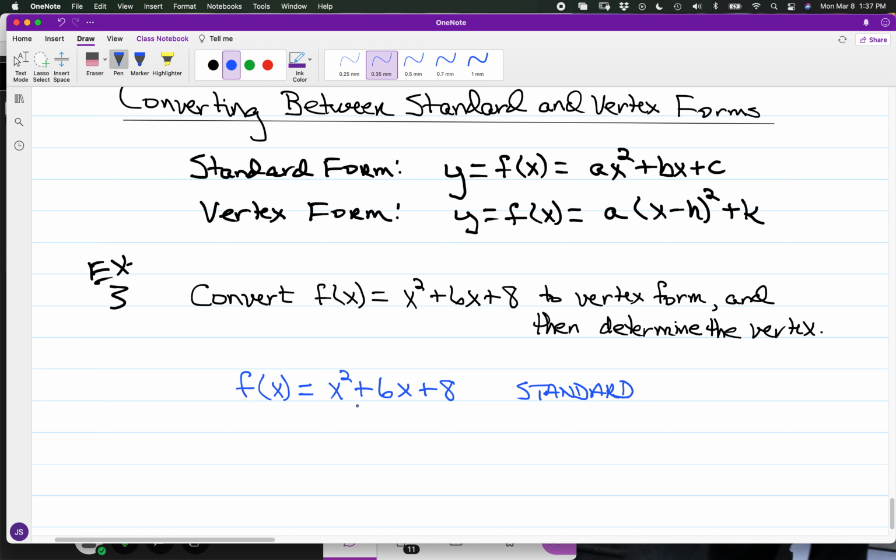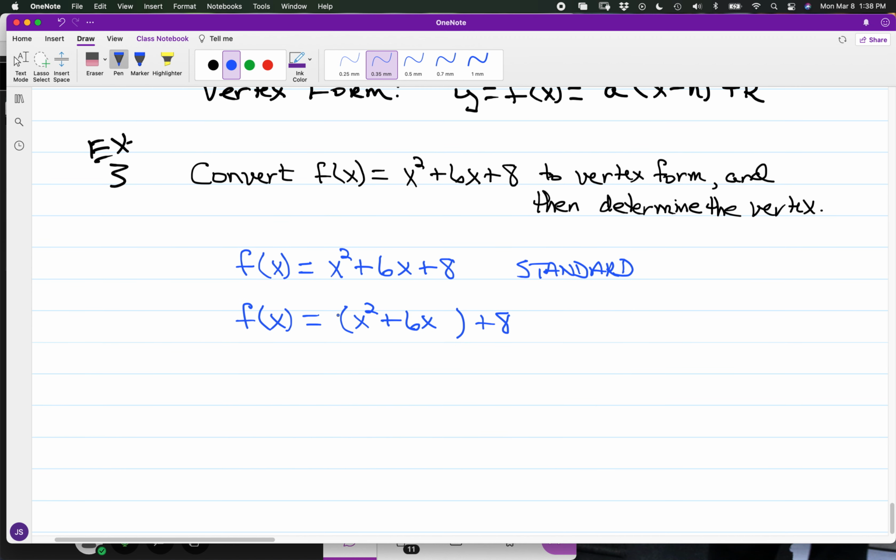I'm going to put parentheses around the terms with the letter x. So we have parentheses around x squared and 6x. So I have f of x is equal to the quantity of x squared plus 6x. Now, I want to form a square trinomial by adding a necessary term or constant to x squared plus 6x. A square trinomial is a trinomial that will factor out to the same binomial times itself. I'm going to go through a process referred to as completing the square.